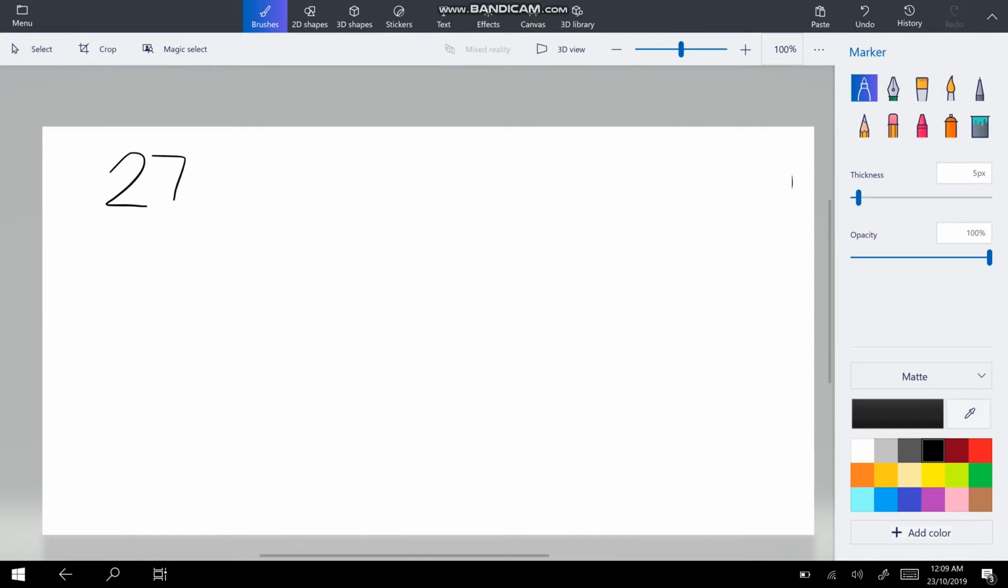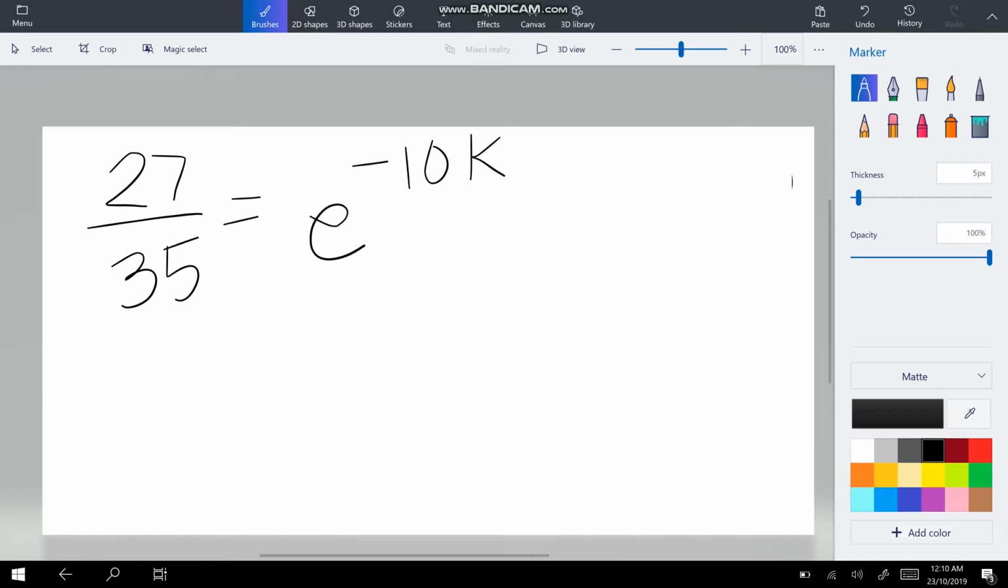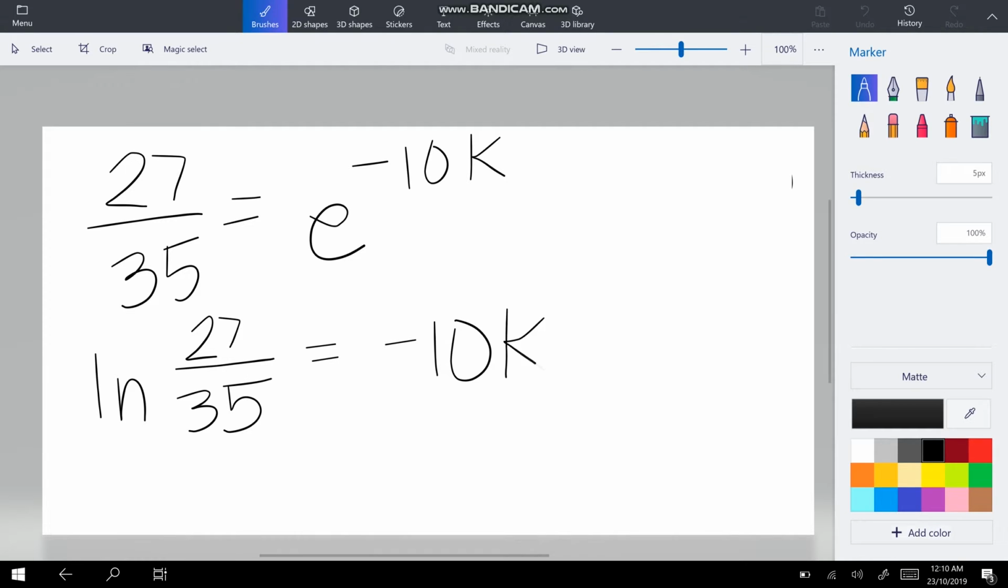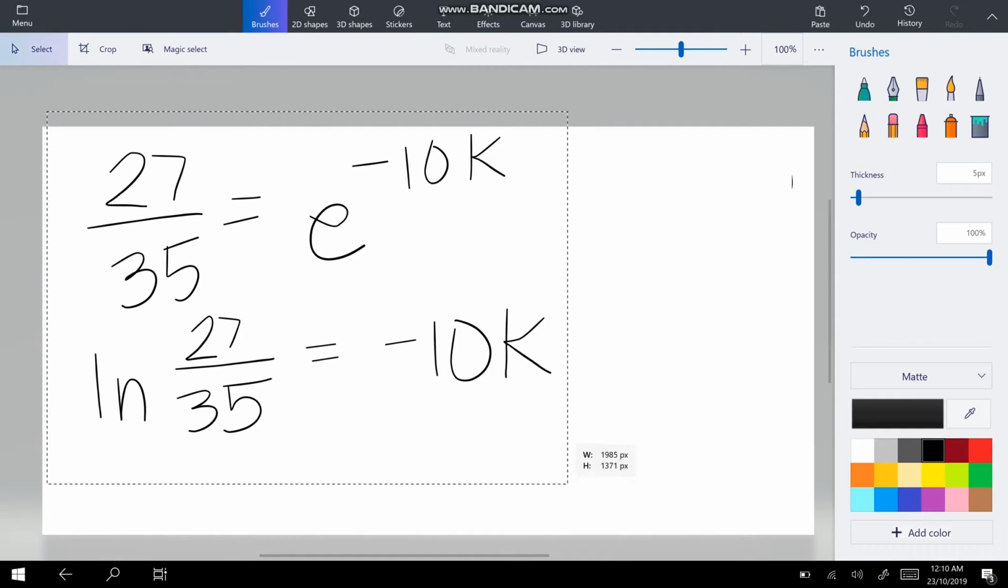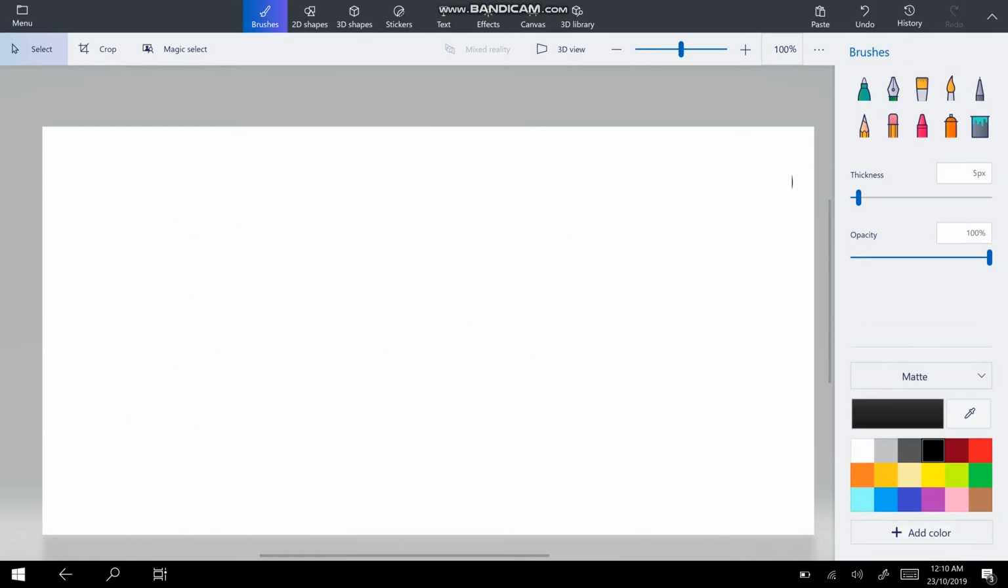We take the natural log of both sides to get rid of this e. So we have the natural log of 27 over 35 equals negative 10k. So k equals the natural log of 27 over 35 divided by negative 10. And let's calculate an approximation for that. So our k is 0.02595.